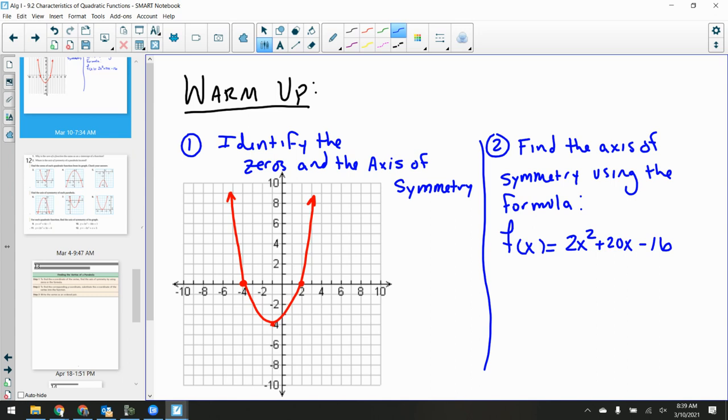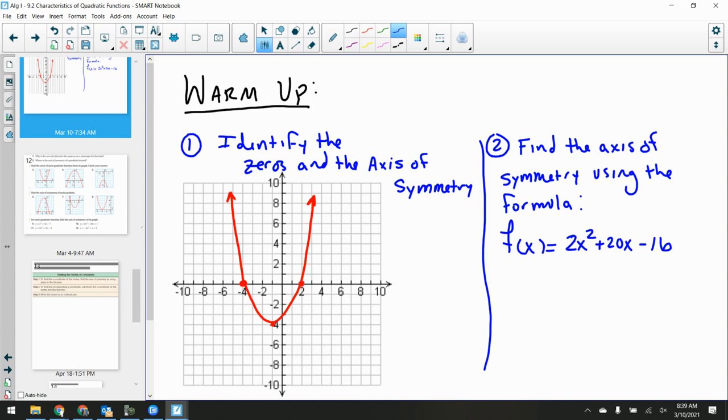All right. Identify the zeros and the axis of symmetry. The zeros of a function. Can somebody tell me in their own words what is a zero of a function? Good. Any point where it crosses the x-axis, right? And for a quadratic, there's three options. I could have 1 zero, 2 zeros, or none at all.